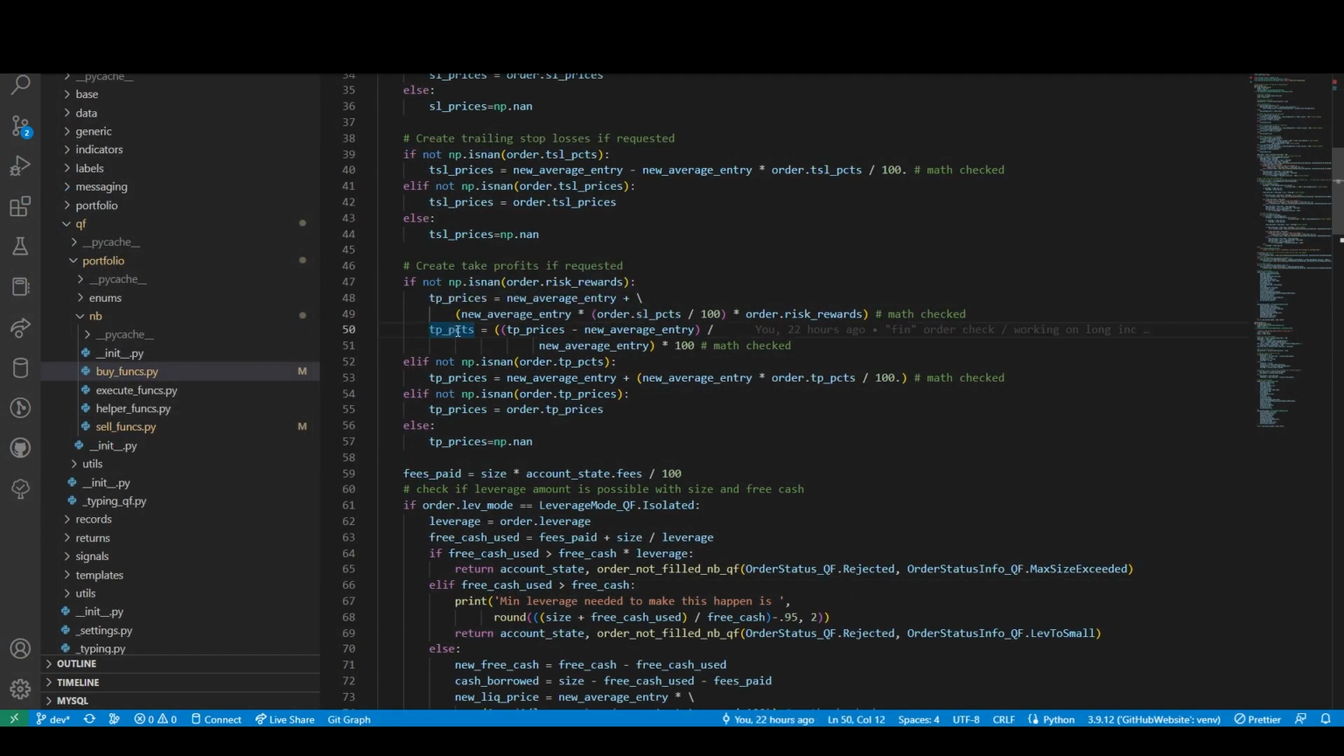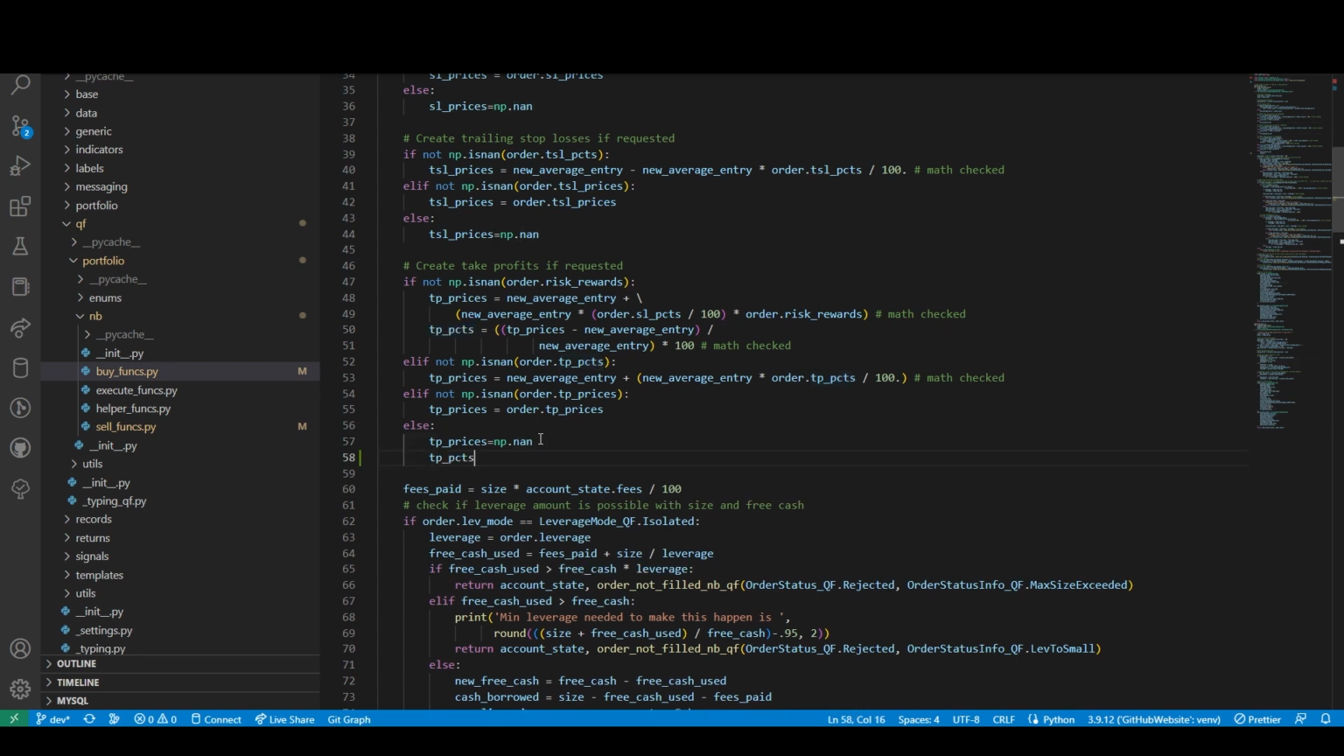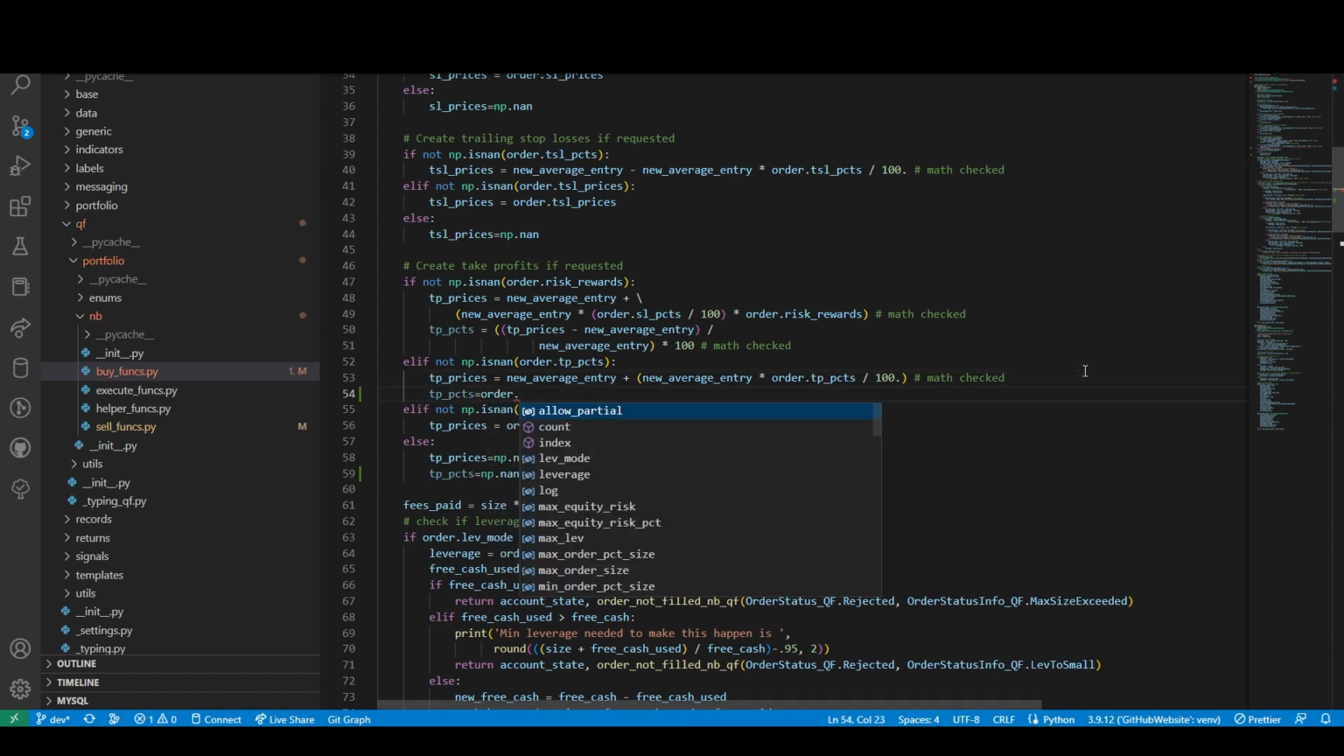So I just realized that here we're not actually even using take profit percents. So if this is not nan, then we will create this. So if it's not nan, then we do this. If this is not nan, then we do this. If this is not nan, then we do this. Else, this has to be. But I guess, here it would be order.tp percents.